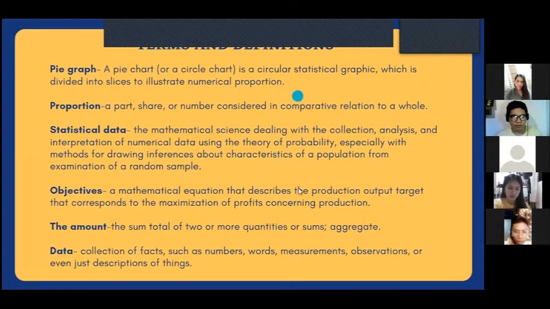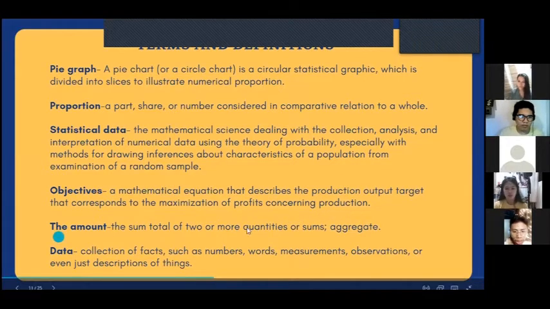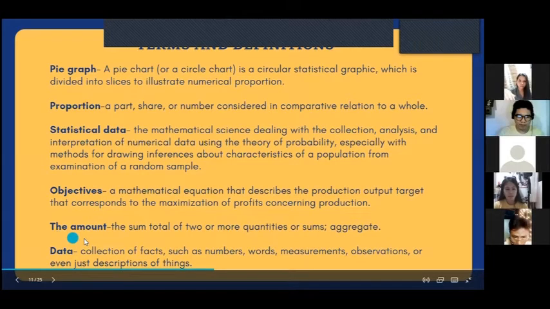The objectives is a mathematical equation that describes the production output target that corresponds to the maximization of profits concerning production. The next is the amount: the sum total of two or more quantities, or sum aggregate.